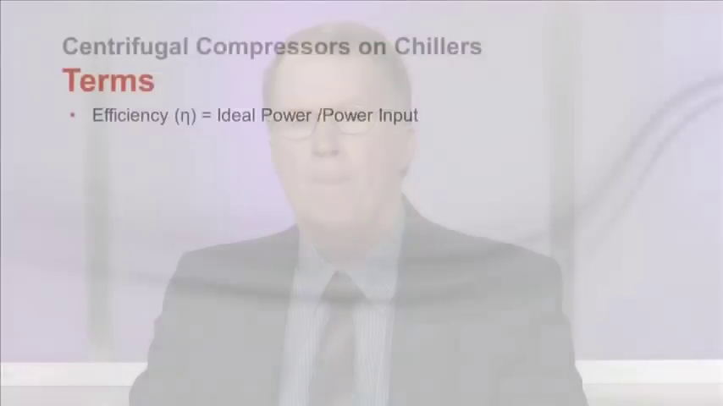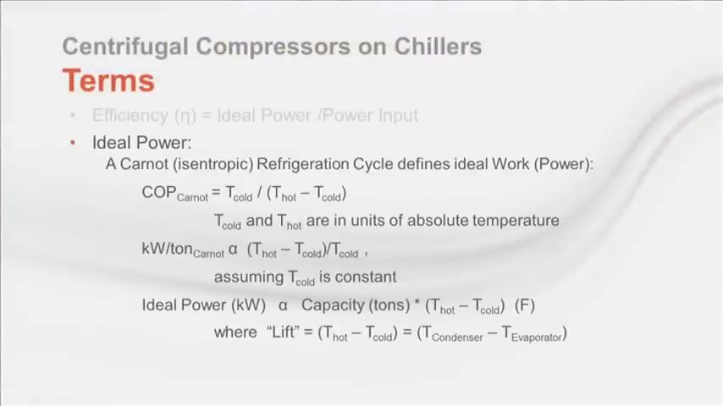The first thing we need to determine, given this definition of efficiency, is the ideal power requirement. The Carnot relationship for a refrigeration cycle is used to give us a measure of the amount of power needed for the ideal performance cycle. A quick search on the internet will remind us that the Carnot coefficient of performance, or COP, is a function of the cold and hot temperatures. Rearranging the equation and applying unit conversions, we find that an ideal kW per ton performance is proportional to the lift in temperature divided by the cold temperature value.